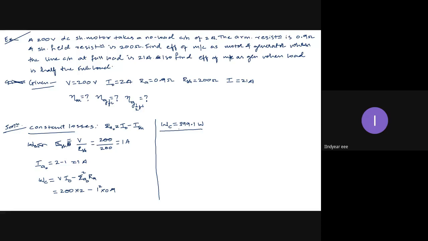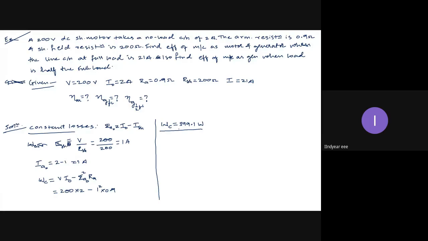If I apply an input of 1000 watts, out of 1000 watts, 399 watts is the constant loss, plus copper losses depending upon the line current. If I apply an input of 400 watts, 399 watts is the constant loss. Available power for copper loss and output is only 1 watt.